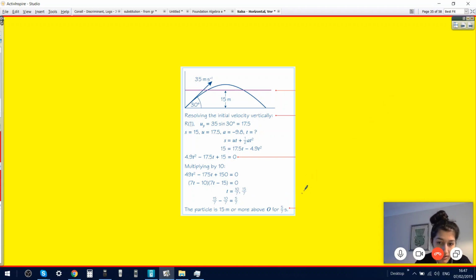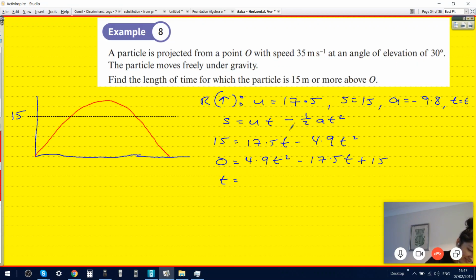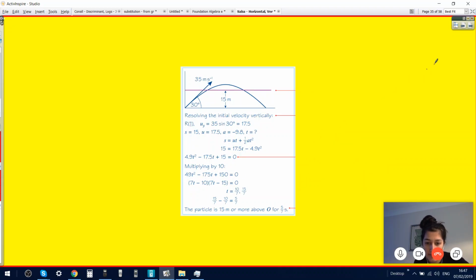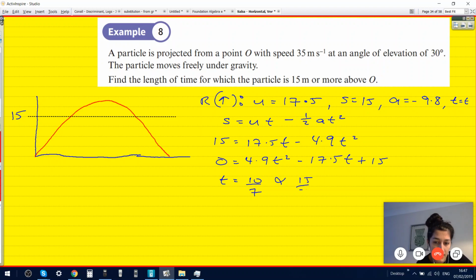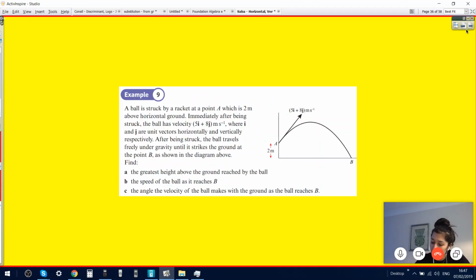0.71. Is that 5/7? Yeah. Why do they do that? They just did it as a fraction, 5 over 7, and 15 over 7. Why would they do that? That's so weird, isn't it? Time equals 5 over 7 seconds. Fine. Done, done, done.